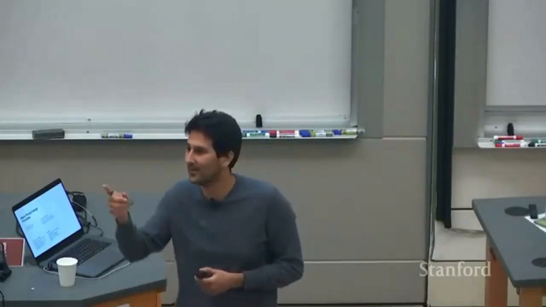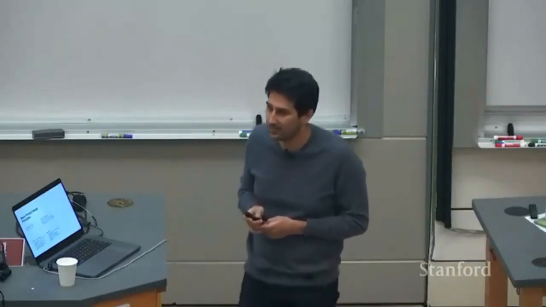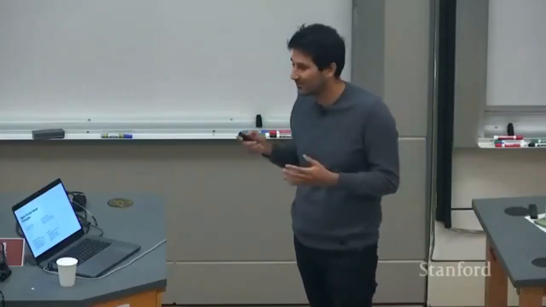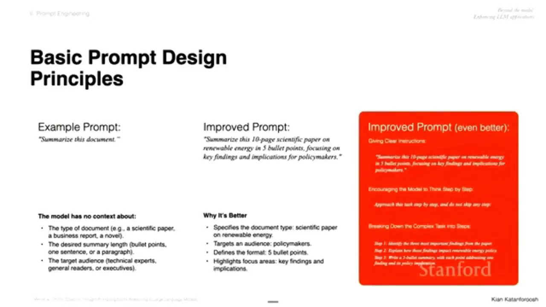What else? Break the task down into steps. Okay, break the task down into steps. Do you know how that is called? No. Okay, chain of thoughts. This is actually a popular method that's been shown in research to improve results. You could give a clear instruction and also encourage the model to think step by step: approach the task step by step and do not skip any step.